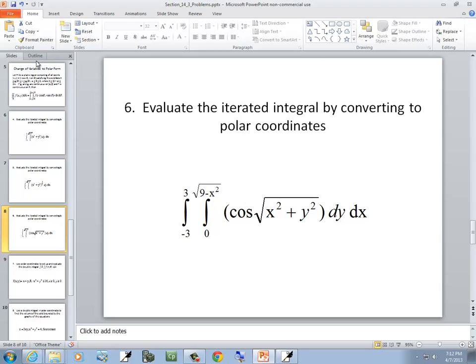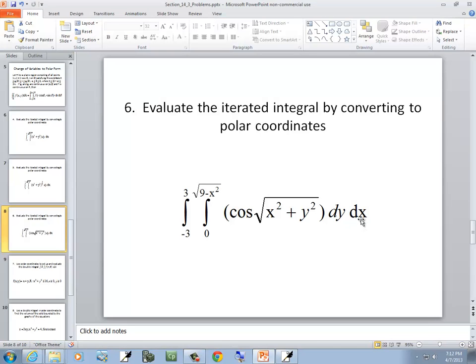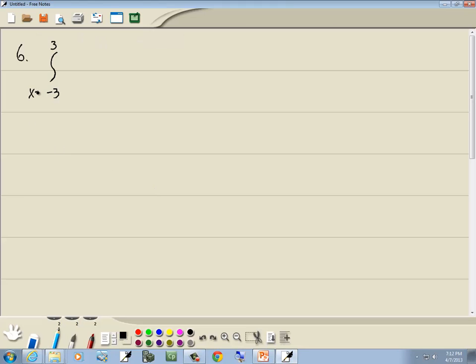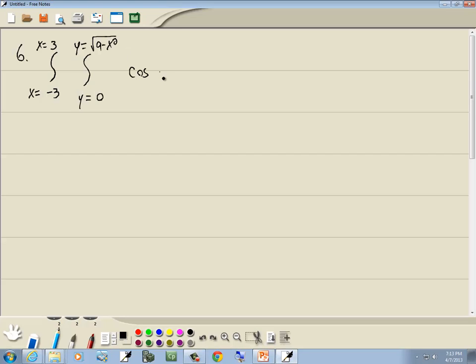And let's take a look at our next problem. This one goes from -3 to 3, and what are those? Probably my x values. Let's try that again. -3 to 3, and those are, yeah, my outer one's dx, so these are x values. And so these will be y values. Y is equal to 0 to y is equal to square root of 9 minus x squared. Cosine of the square root of x squared plus y squared dy dx.